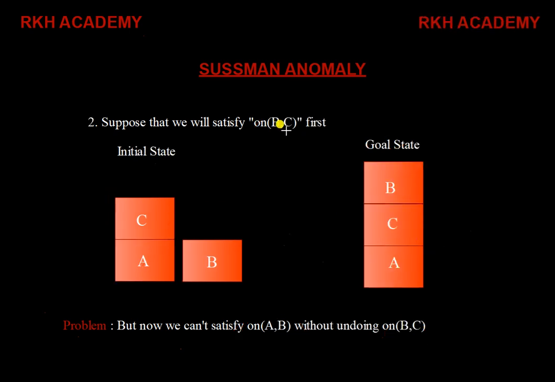Similarly, if we try to satisfy B on C first, then we cannot do the A on B sub goal, because currently we have B and C block on A block and we have to undo the actions of the B on C sub goal to satisfy the A on B sub goal. At last, we can say that when we need to undo all the actions of solved sub goals to solve other sub goals, then this problem is known as the Sussman anomaly.